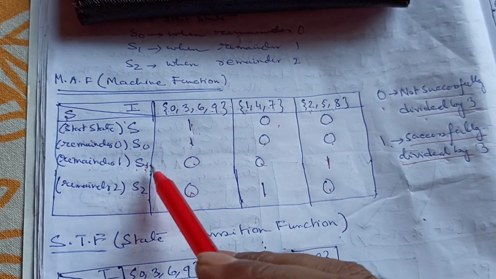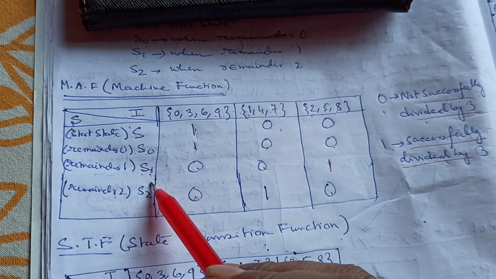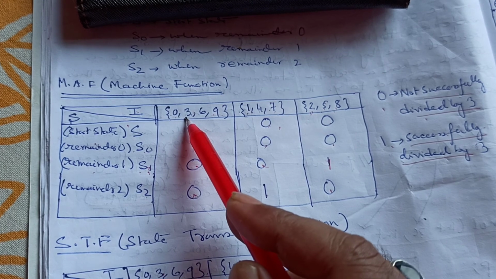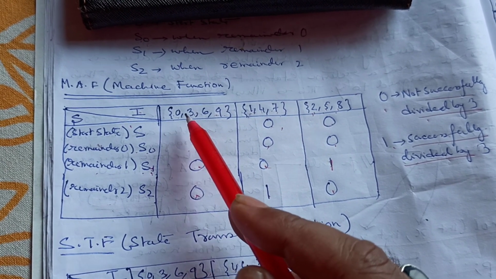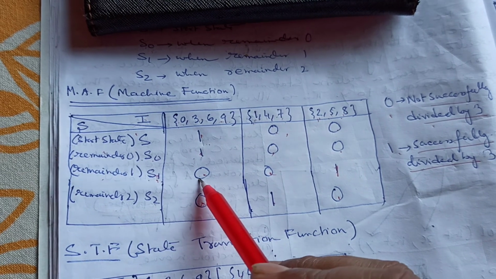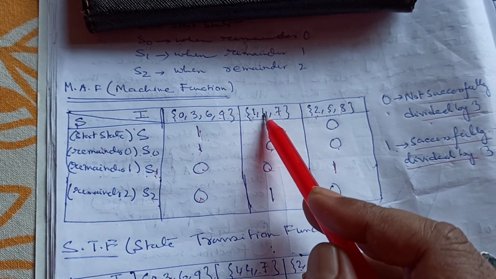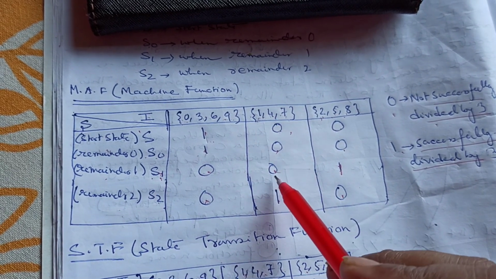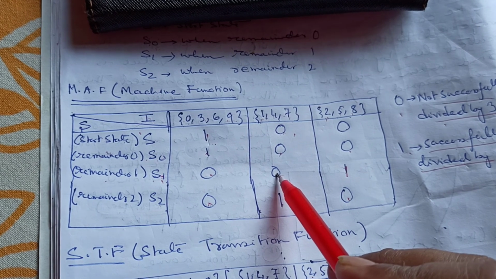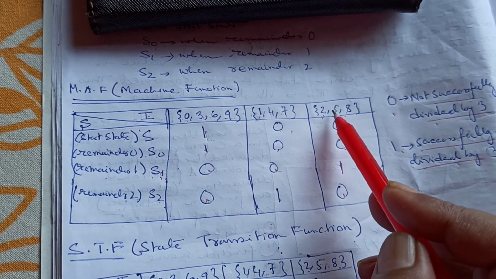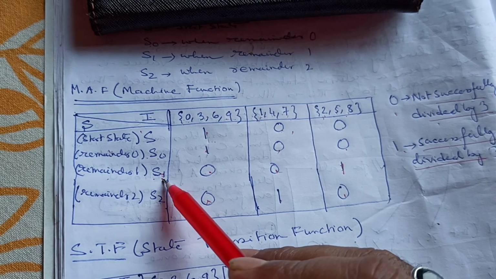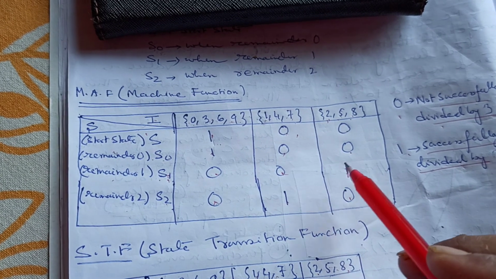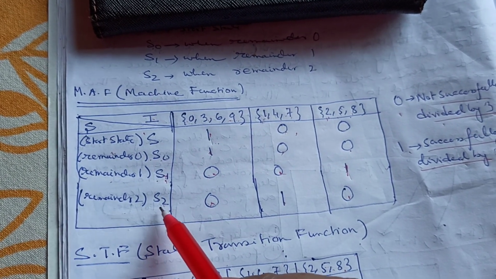Next, for S1, that means when the remainder is 1. So when the remainder is 1, if you add remainder 1 with 3, you get 4. 4 is not divisible by 3, so the output is 0. Now here it is 4. Now the remainder is 1, so 4 plus 1 is 5. 5 is not divisible by 3, so the output is 0. Now here it is 5. Now the previous remainder is 1, so 5 plus 1 is 6, and 6 is divisible by 3, so the output is 1. Now for S2, that means when the remainder is 2.